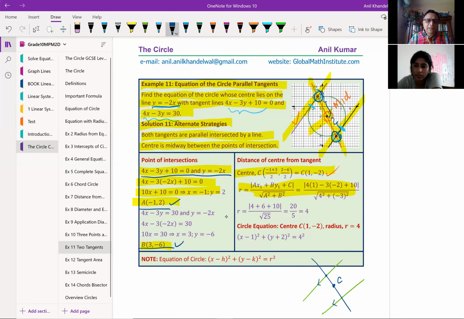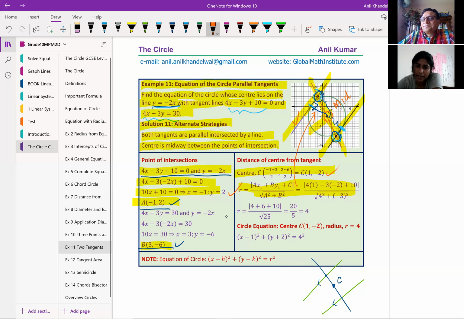Now, we also understand that we have a tangent there, and from the midpoint to the tangent is the shortest distance. This shortest distance is the distance from the tangent line to the center. So we used our distance formula. Radius is the absolute value of ax1 plus by1 plus c, divided by the square root of a square plus b square.